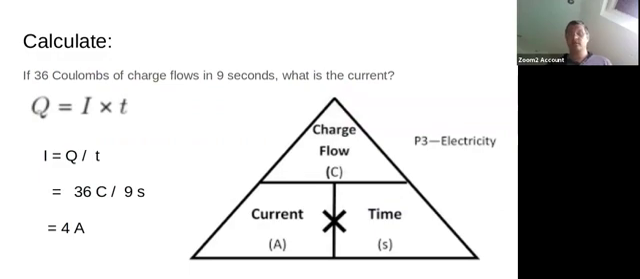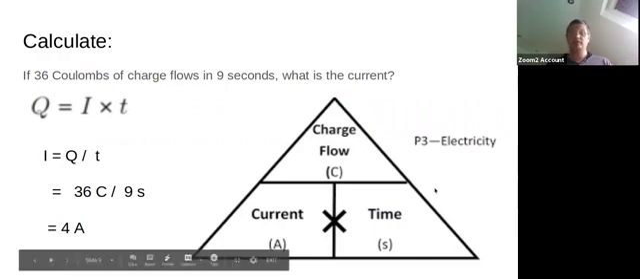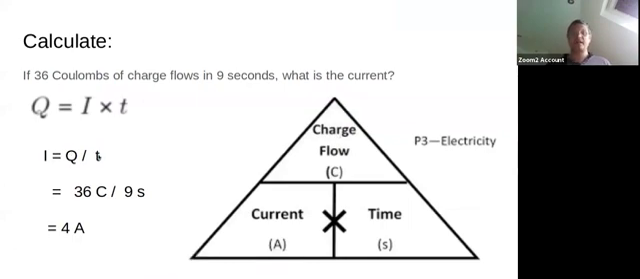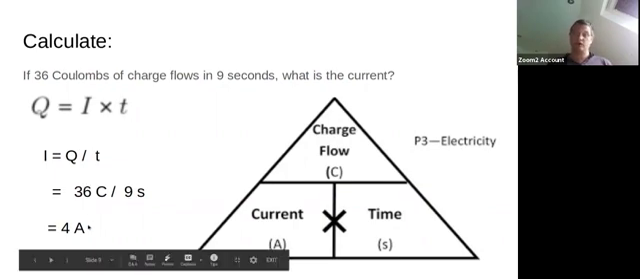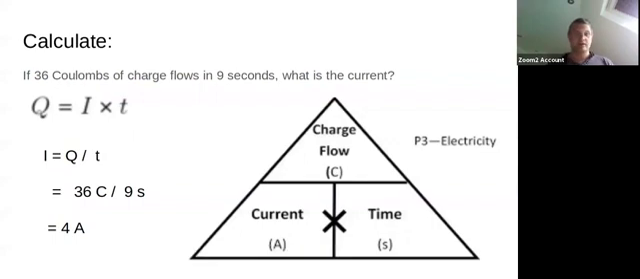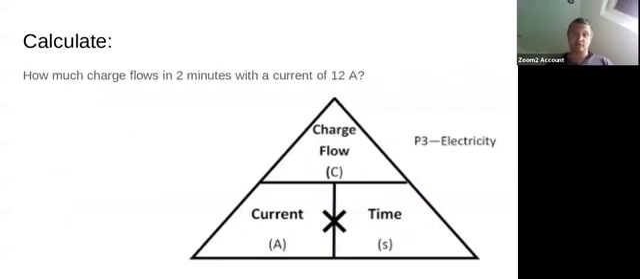Now, if I was writing this out, I would start with my equation, Q equals IT. Then I would use my triangle to rearrange it. The current is the charge divided by the time, Q divided by T. Then I'm going to substitute in the numbers. My charge is 36 coulombs, in it goes. My time is 9 seconds, in it goes. 36 divided by 9 gives me 4 amps. Hopefully you found that one quite simple. I've got a slightly trickier one I want you to have a go at, so don't put that calculator away.